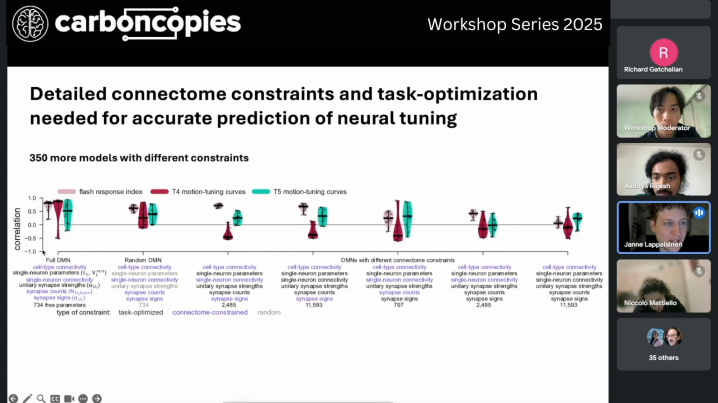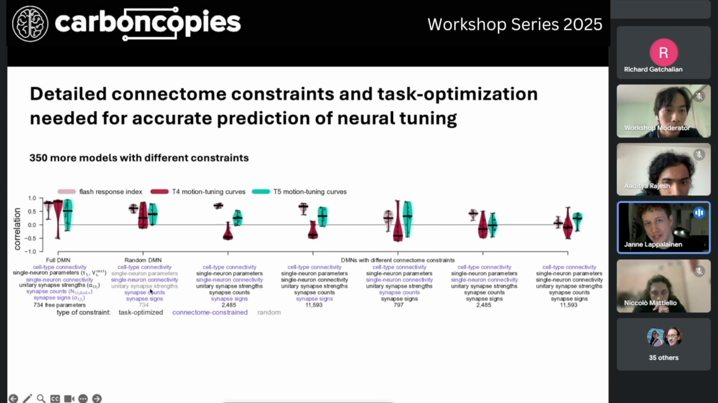So here we see correlation to some known neural function. The first violin of each group is this flash response index. Then the second is representing the T4 motion tuning curves, and the third is the T5 motion tuning curves. And we see that the model, which I talked about most of the time, that has access to cell-type connectivity, has single-cell connectivity, has synapse counts and synapse signs, and it is task optimized, so it has these two sets of parameters that are task optimized, has the highest correlation to these known measurements.